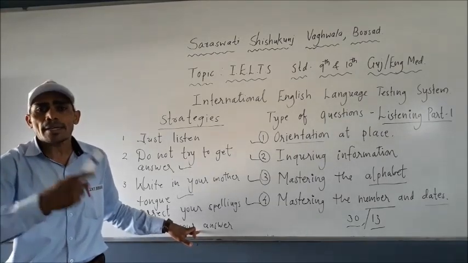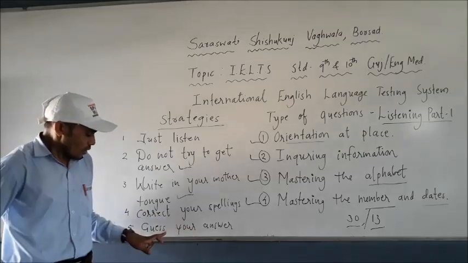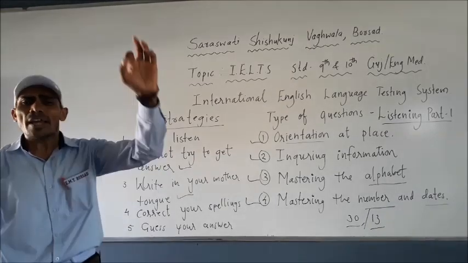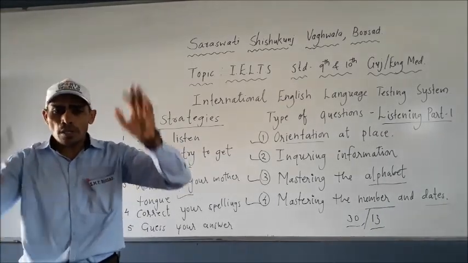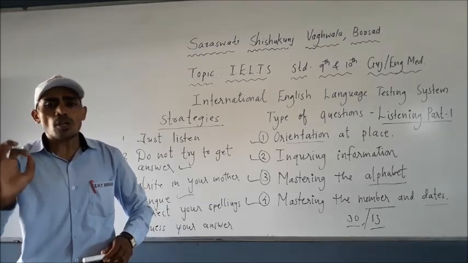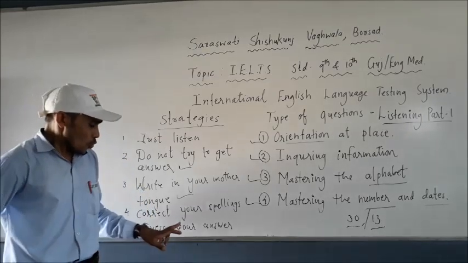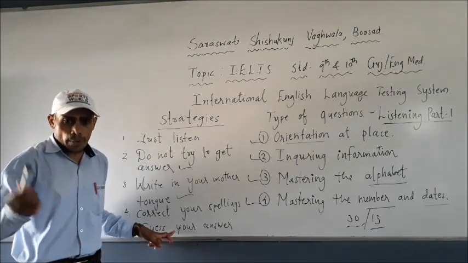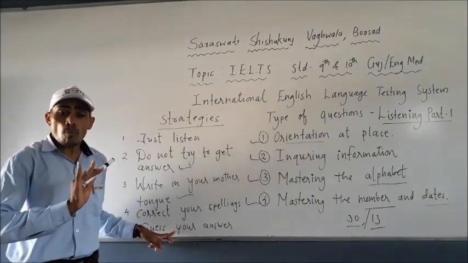Sometimes you may get the answer correct. So this is the fifth strategy we have, guess your answer. So you can guess something or write something or the other in the box, because in an answer sheet there are 40 boxes. In each box you need to write down your answer. So guess your answer sometimes and you can write down something or the other. You may get it correct, but do not leave the box blank.